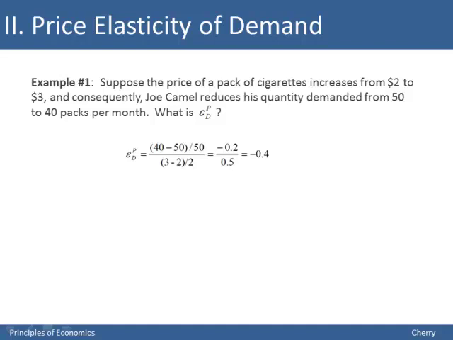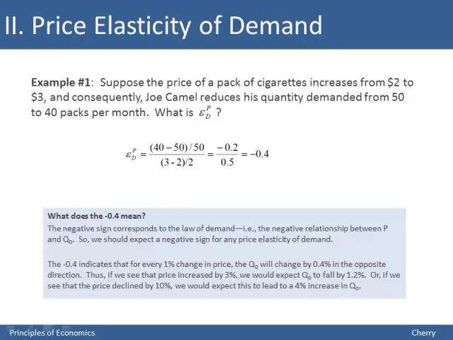So negative 0.4 tells you a couple of things. First, the negative sign is consistent with the negative relationship between price and quantity demanded that we talked about before. So that's the qualitative aspect of this relationship. That negative sign is consistent with the law of demand. And a lot of times when we talk about price elasticity of demand, we just ignore the negative sign because we know that it's always going to be negative. But 0.4, that gives you the precision of that relationship.